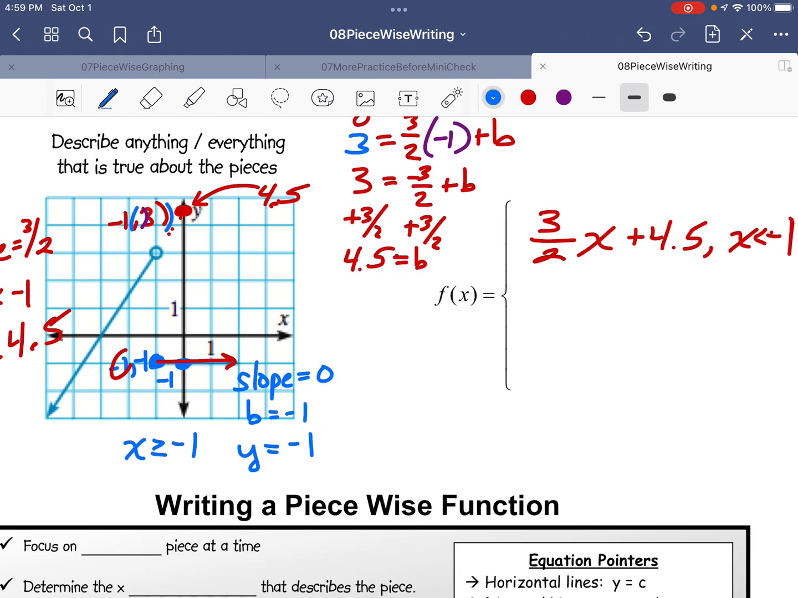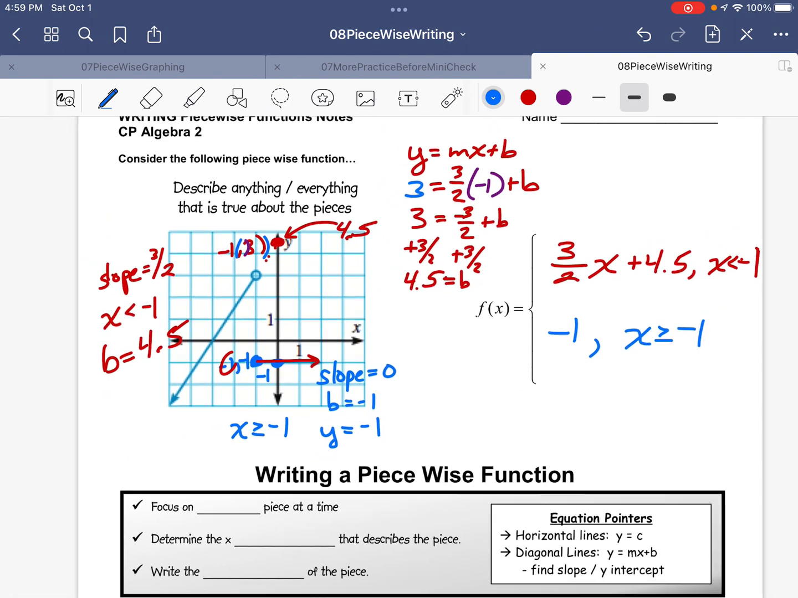And so once again, we have the information that's needed to describe this piece. We just need the equation. Now remember, the equation is a horizontal line. That's why it's just -1. And then we need the idea that it's going to the right. So that's greater than my starting point, greater than -1.